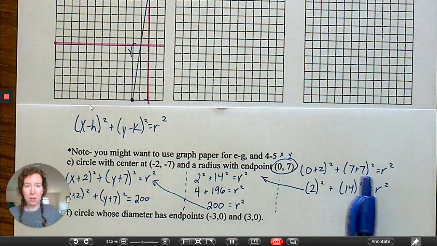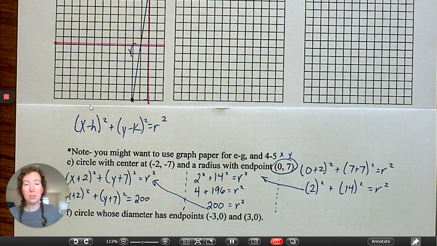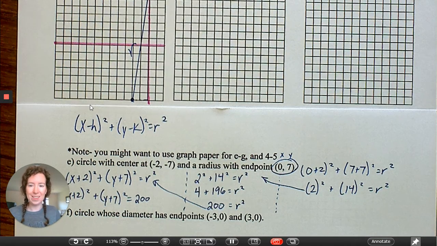So this is just doing it by graphing. This is doing algebra. This is doing by graphing. You do you. All right, let's look at the next one.